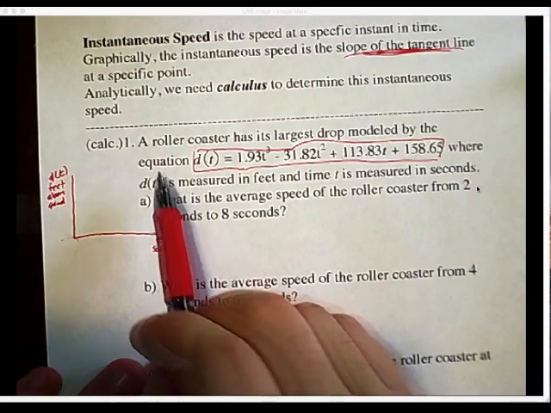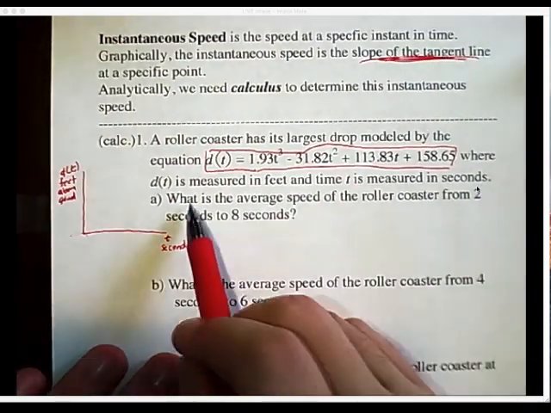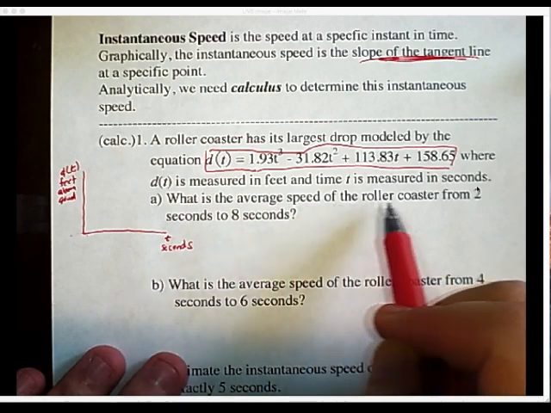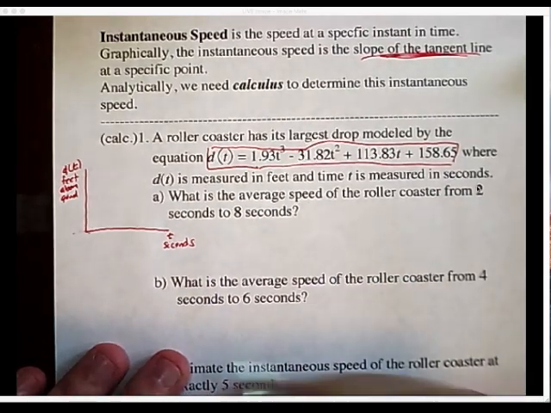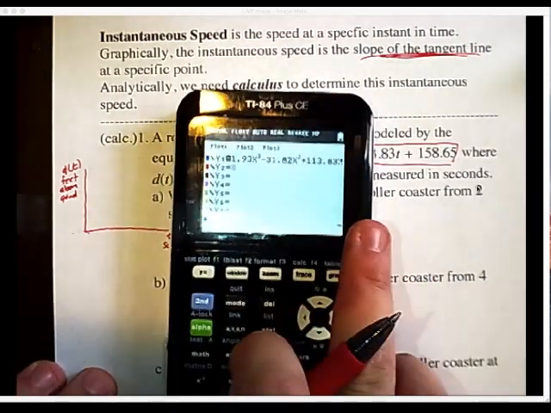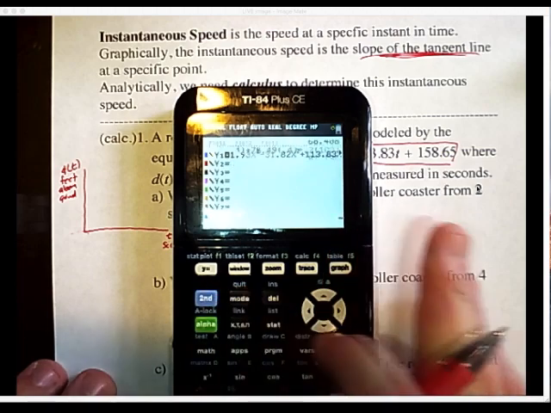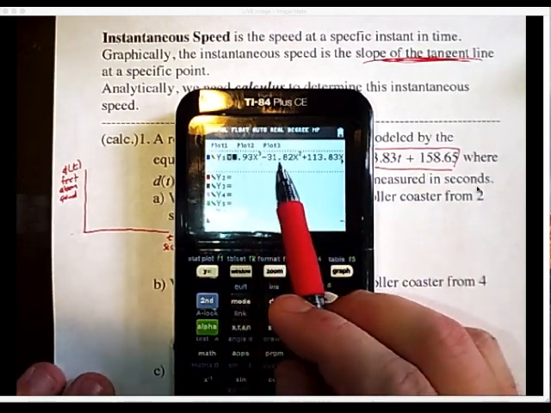Now on some of these note cards, if it says calc next to it, that means you can use your calculator. It says, what's the average speed of the roller coaster from 2 seconds to 8 seconds? Okay, so let's go ahead and graph this. So if you get your calculator out and you go to y equals, you can plug in the equation of that function.